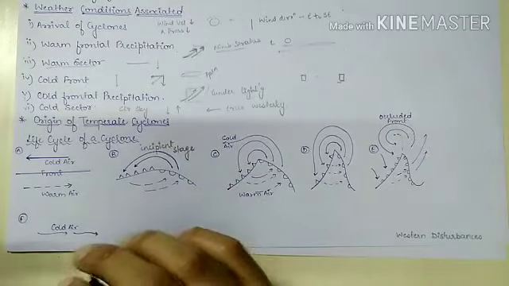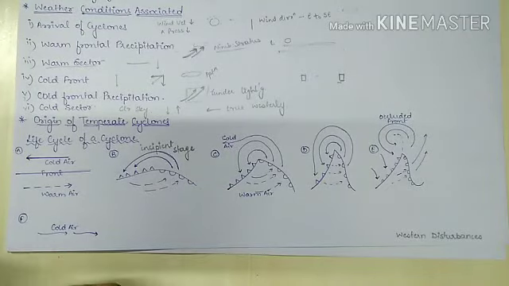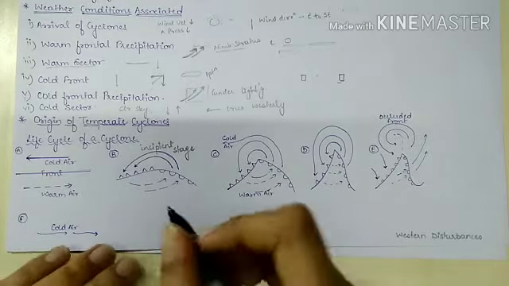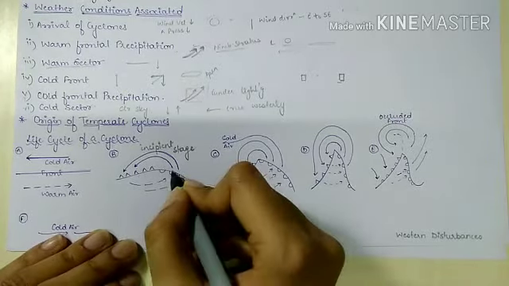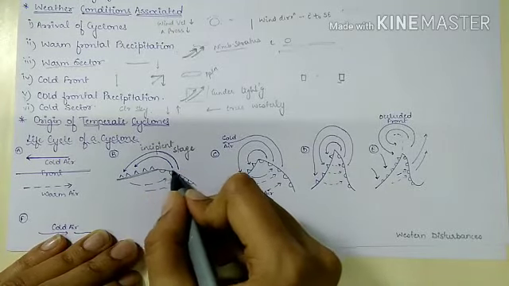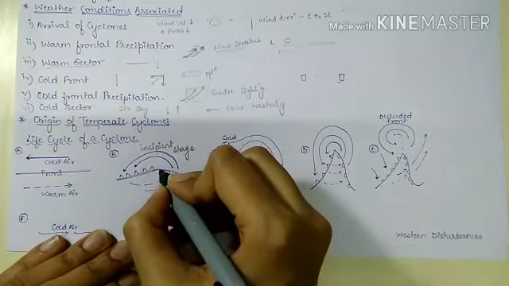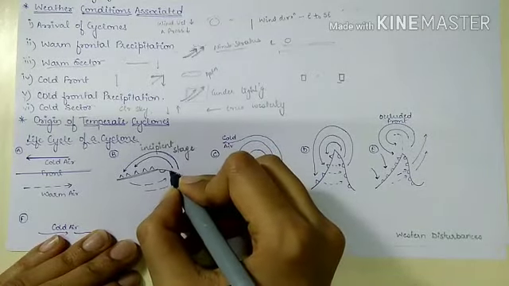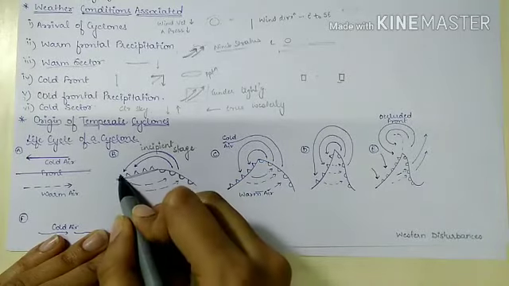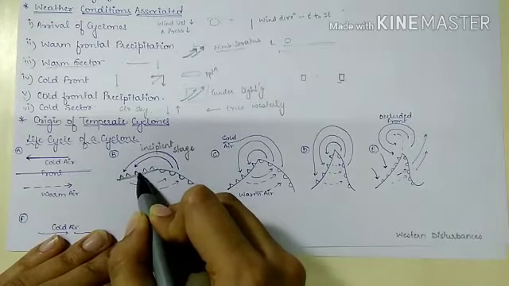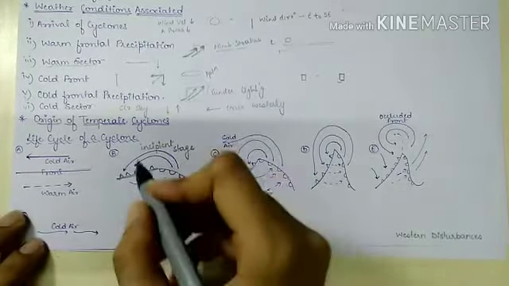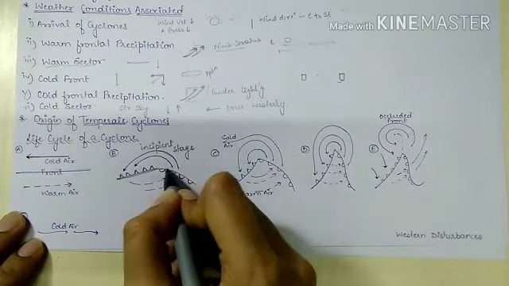During this time, the warm and cold air masses penetrate into the territories of each other and thus wave-like fronts are formed. So this is the cold front and this is the warm front. Always the warm front is denoted by this saucer-like structure, and the cold front is denoted by this conical or triangular structure. And now this is the cold front and this is the warm front.